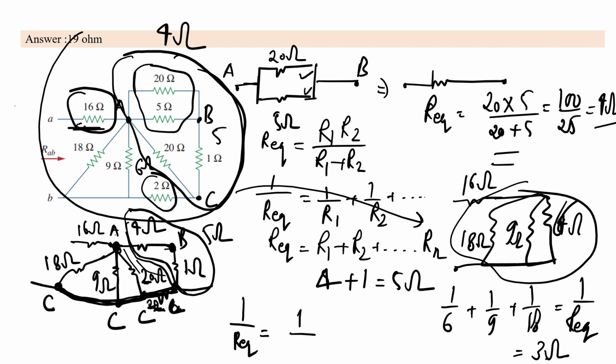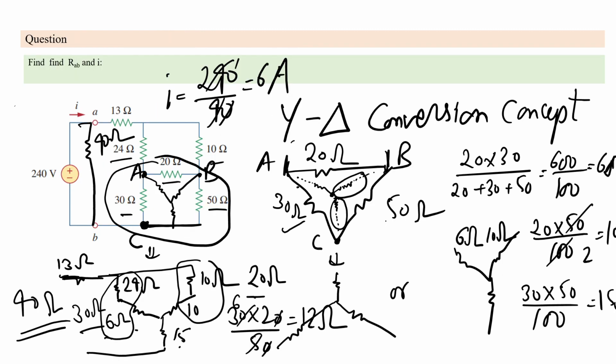Okay, moving forward to the next question. In this question you have to find out the R_AB and I. Just let me know if you have any doubt.